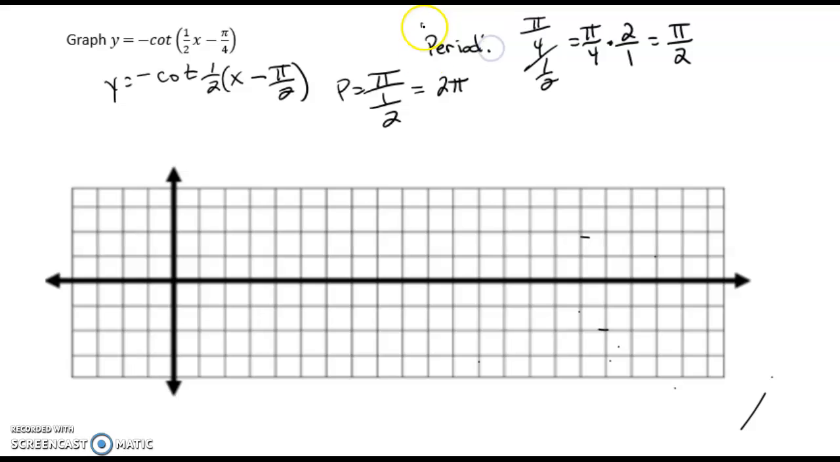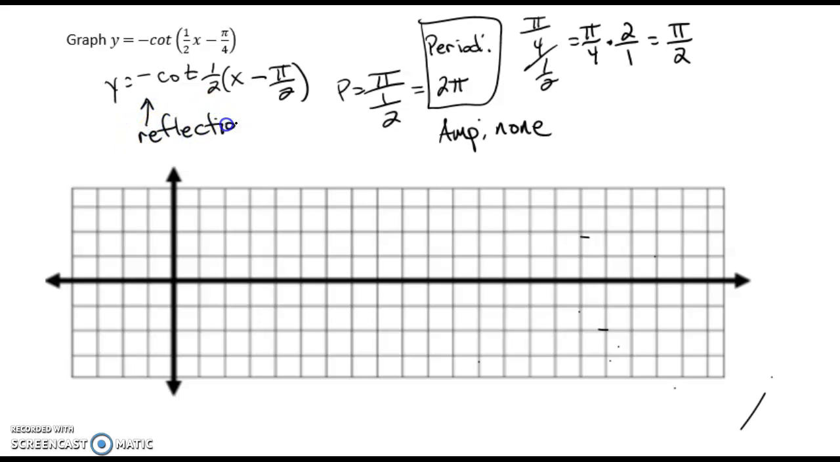Let's label that a little better. And then I'm going to have a reflection. I guess before we do that, the amplitude is none, because cotangent has no amplitude. The vertical stretch is just 1. However, I also have a reflection over the x-axis, so it's going to flip everything over. That's something I tend to forget about, so always pay close attention to that. Make sure you don't forget to flip the graph.